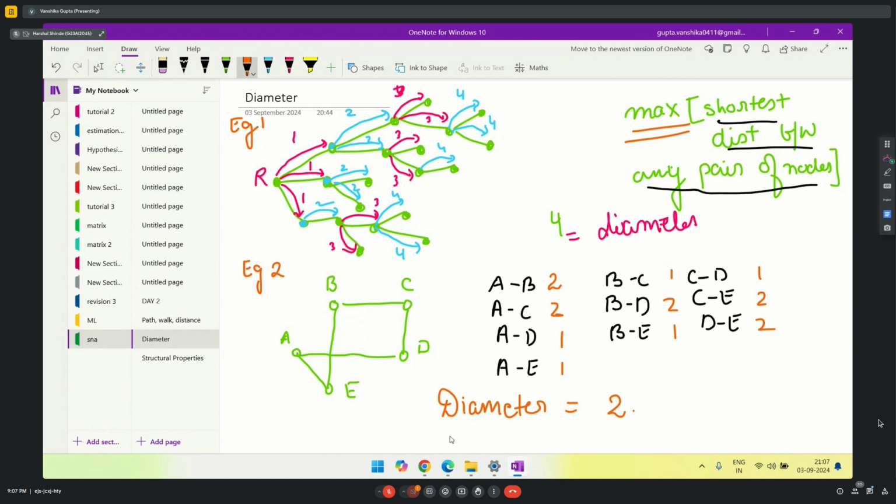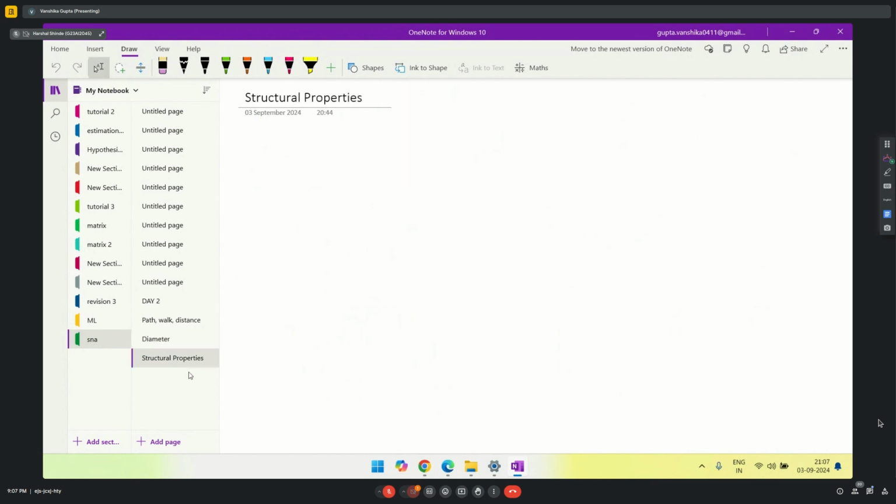Moving on to the next topic, that is structural properties. Now, this is kind of lengthy. So in structural properties, we'll be visiting different properties of a network. So the very first property is triangles.